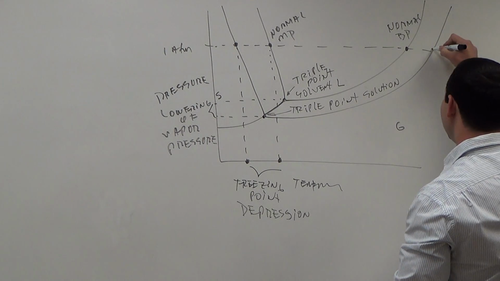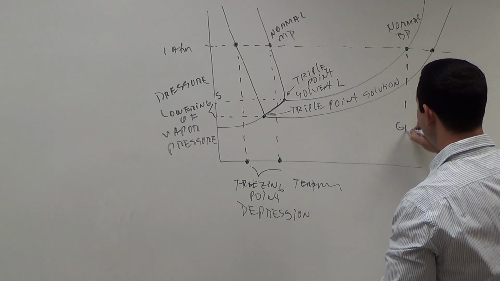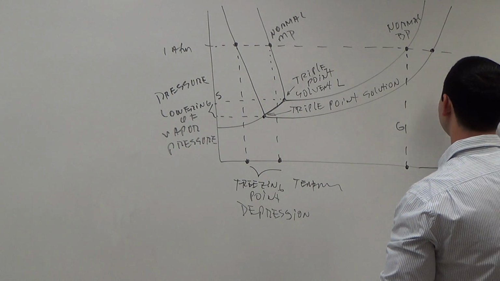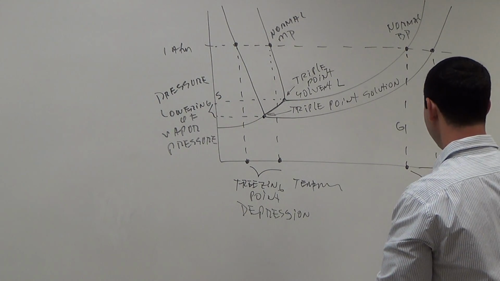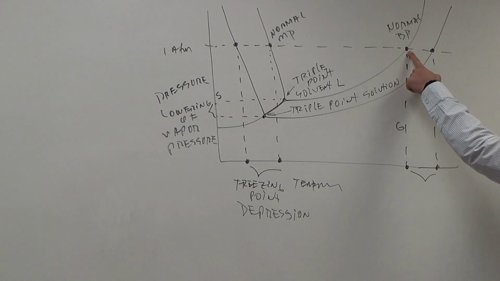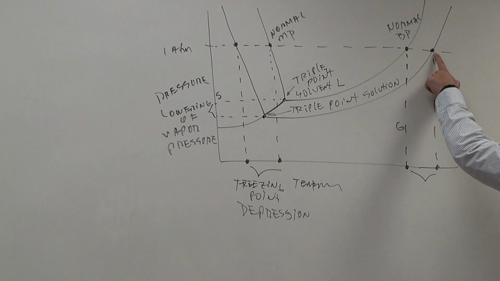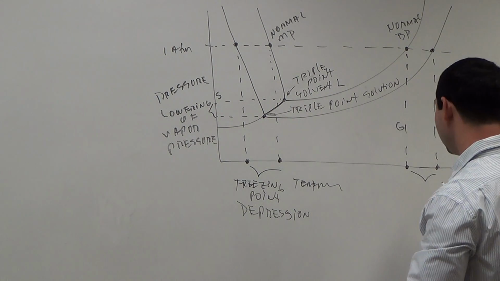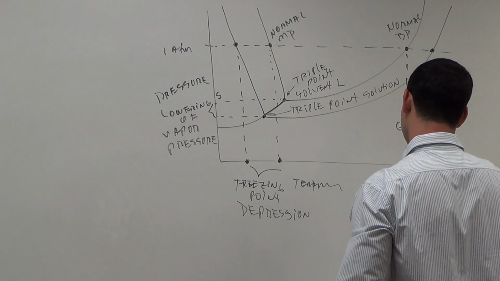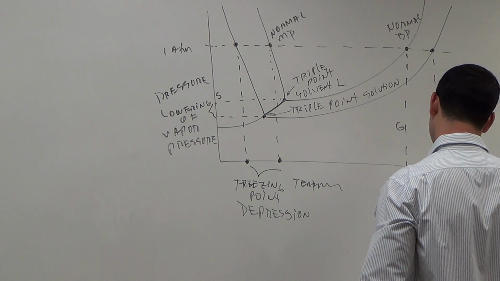All right, so here it goes. What happened to the boiling point? The boiling point went up. This was the solvent, and now this is the solution. So this is called boiling point elevation. Very good.